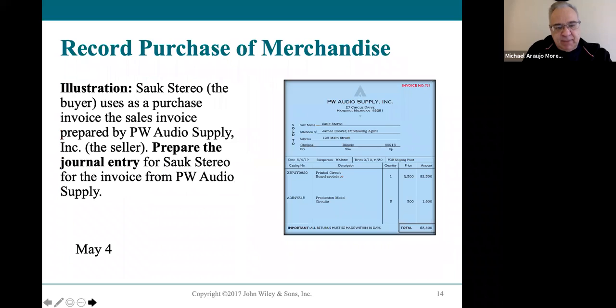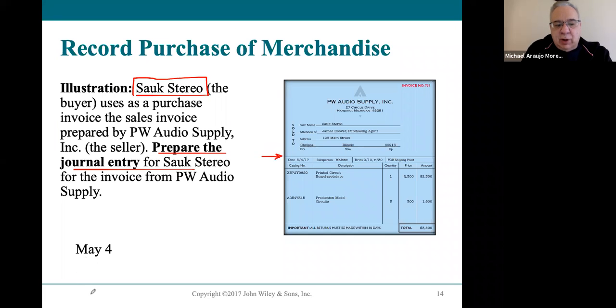So let's start. Again, we're looking at it from the perspective of the buyer, Sock Stereo. Learning objective 2 is all about the buyer. So the buyer here is Sock Stereo. They have a circuit and circuit board, $3,100. What is going to be the journal entry Sock Stereo is going to put into their books on, again, the 4th of May in this case?